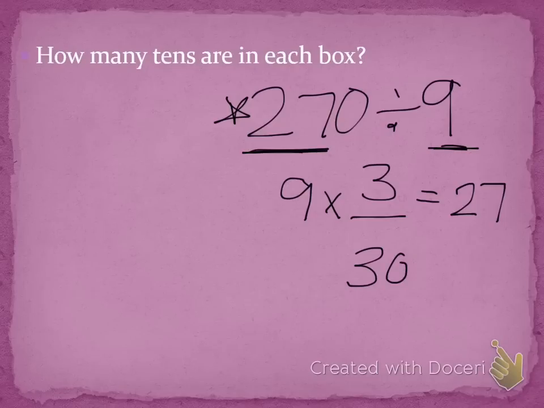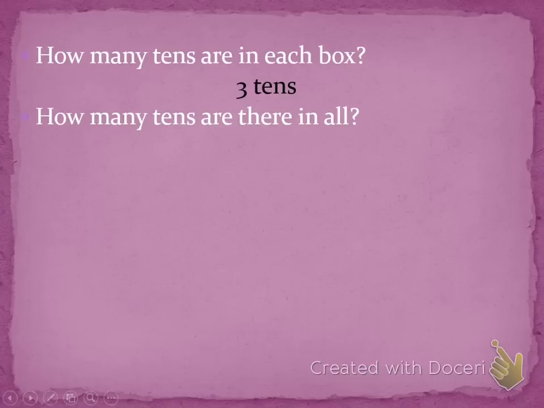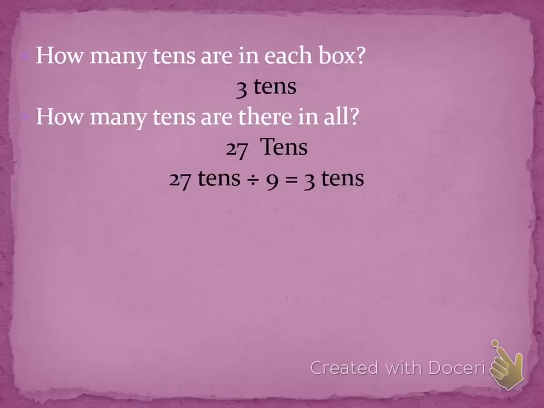So let's keep going through why. So there's 3 10s in each box. How many 10s are there in all? So if I have 3 10s in each of my 9 boxes, 3 times my 9 gives me my 27 groups of 10. 27 10s, again, is not just 27. It's 27 10s, so therefore it has to be 270. So again, we're showing the place value in word form here, but showing our numbers that we're working with just in regular form. So 27 10s divided by 9 equals 3 10s. 270 divided by 9 giving me 30.